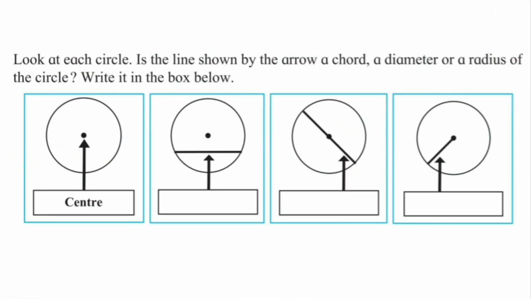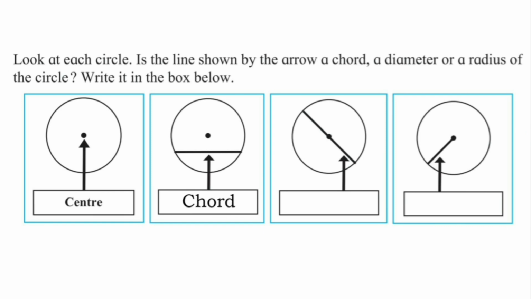Look at each circle. Is the line shown by the arrow a chord, a diameter or a radius of the circle? Write it in the box below. So children, in the first box, the arrow shows center of the circle. Now, in the next box, this arrow shows chord of the circle. You have learned when a line joins any two points on the circle, it is called chord.